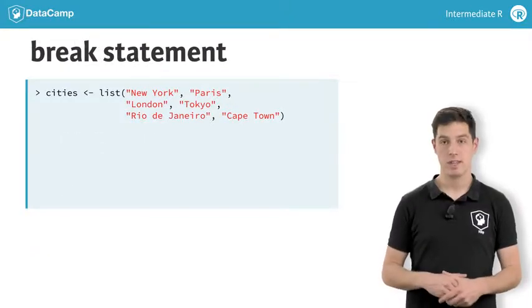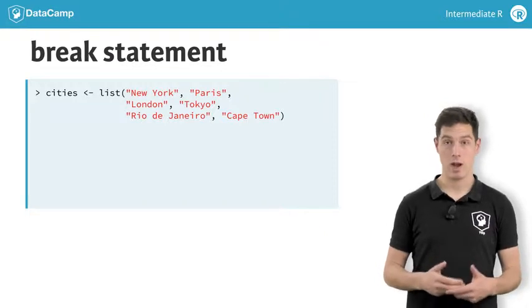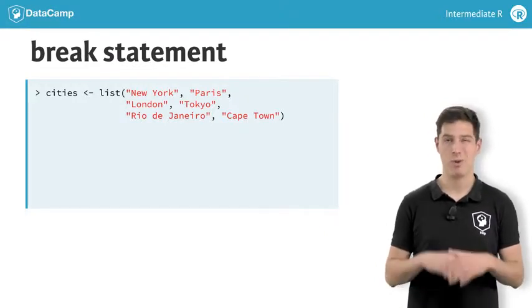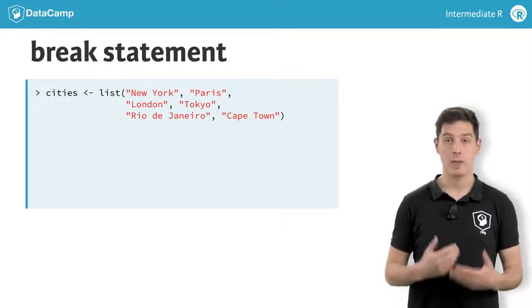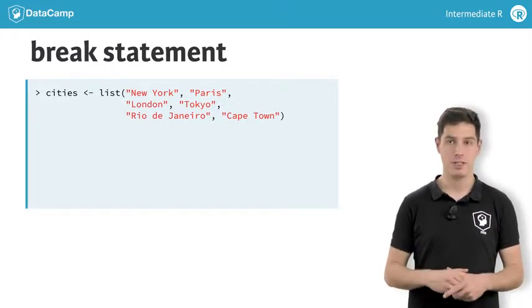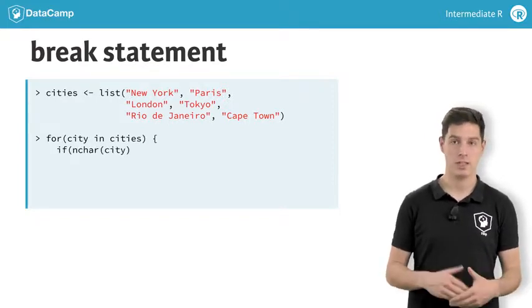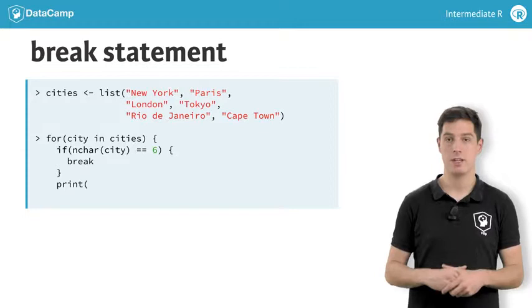The break statement is a statement that you already know. Just like in the while loop, break in the for loop simply stops the execution of the code and abandons the for loop altogether. Suppose we want to leave the for loop as soon as we encounter a city that consists of 6 characters. We can use the nchar function, which stands for number of characters, inside an if statement for this.